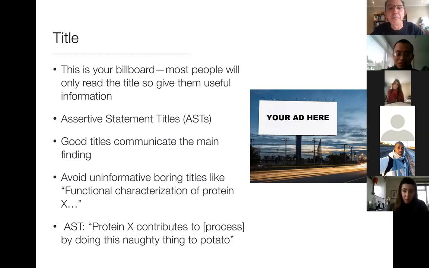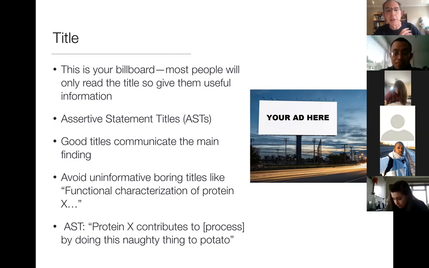So spend time thinking about the title, and spend time giving the reader something useful and interesting. You do that by writing ASTs, assertive statement titles. The title should really convey a piece of knowledge, not simply say that you worked on this particular process, okay? So good titles communicate the main finding. Usually the title would be derived from that main finding sentence you wrote.